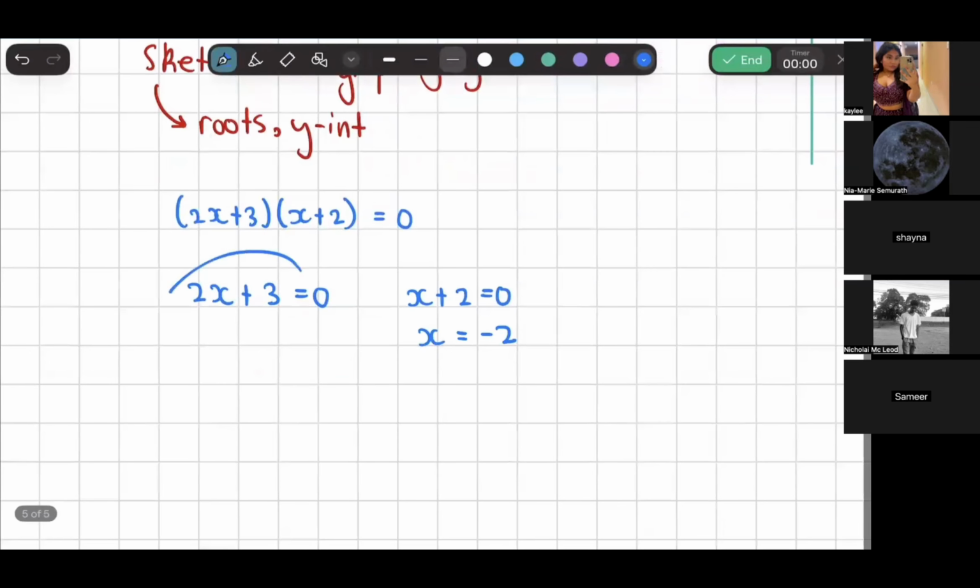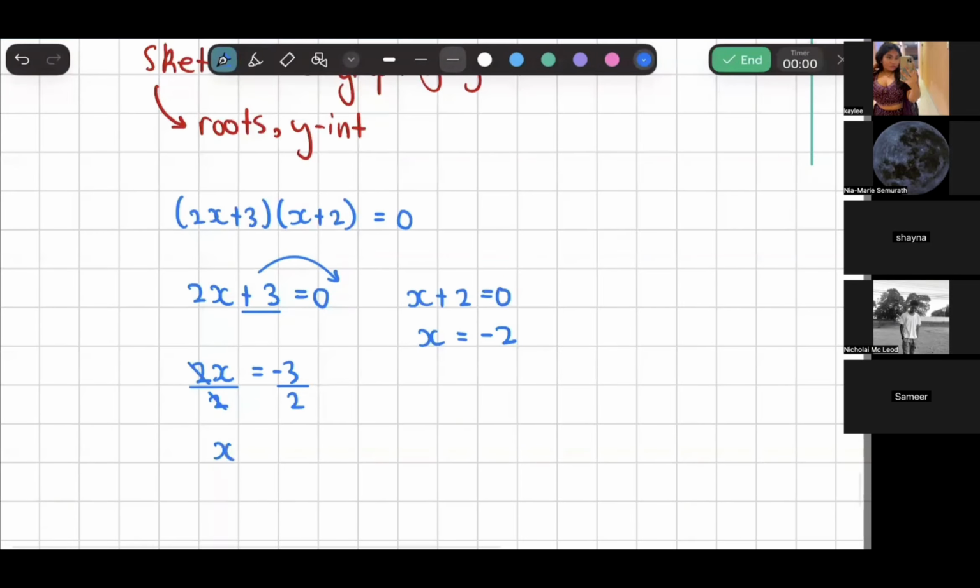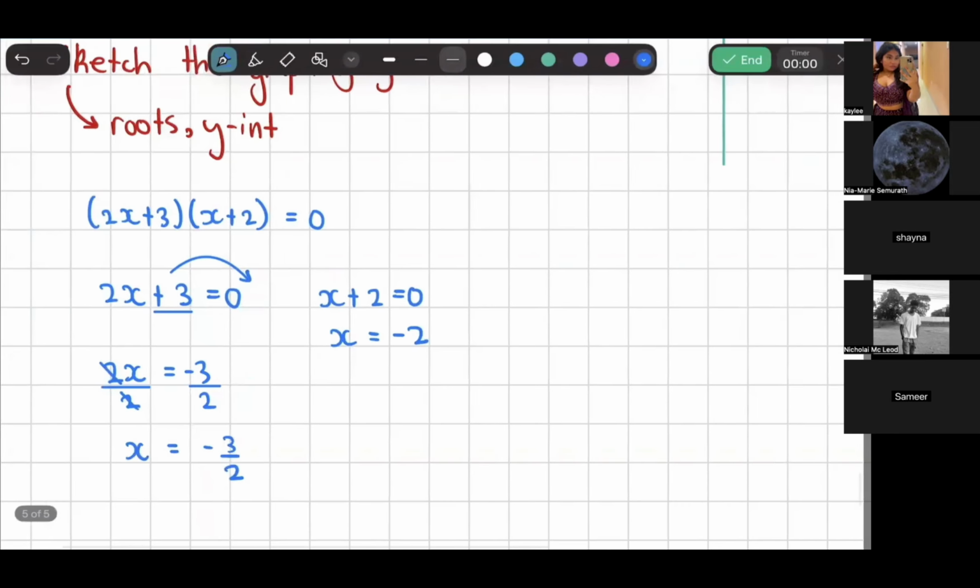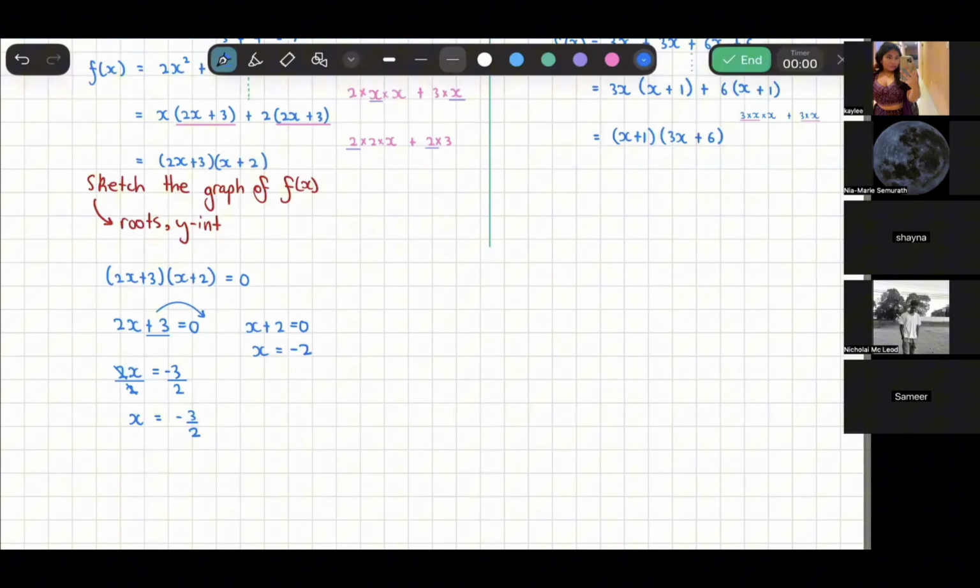Cool. How would I solve this one? You're going to move the 3 across to the other side of the equal sign, and it'll turn to negative 3. Right. 2x is equal to negative 3. And then you'll divide both sides by 2, and you'll get negative 1.5. Excellent. But here we can leave it as a fraction for now. 2 into 2 is 1, so that's going to just leave us with x. And yeah, that'll be minus 3 over 2. So we have our x-intercepts or roots.